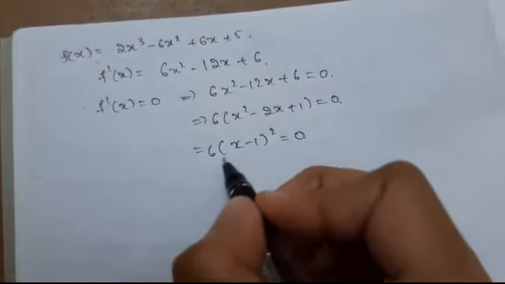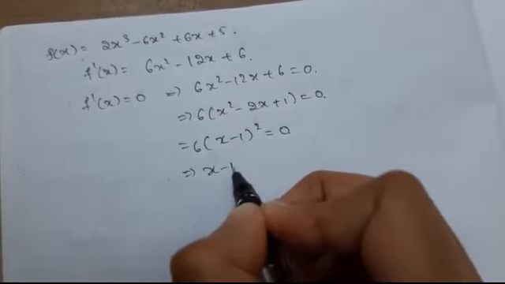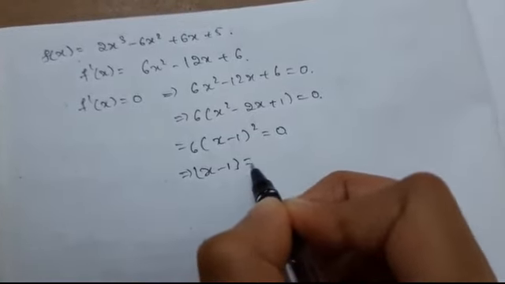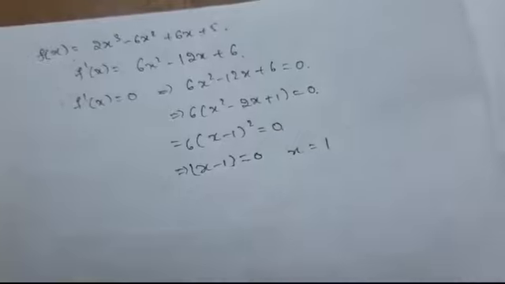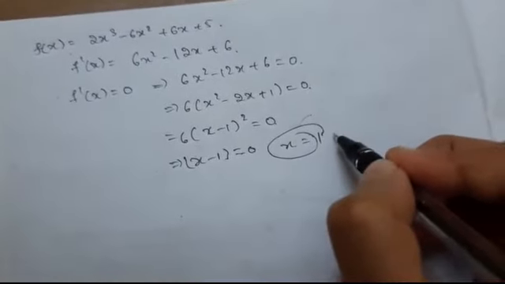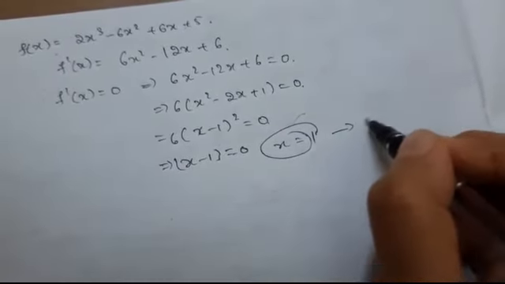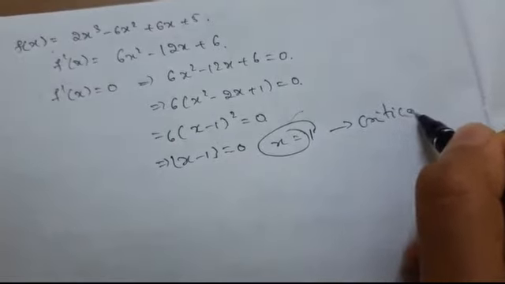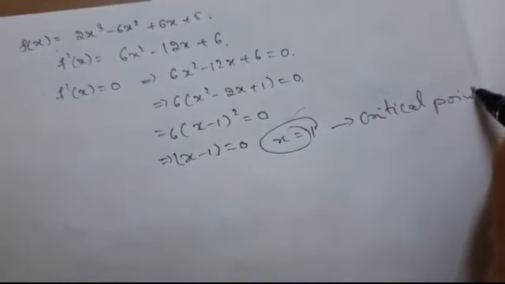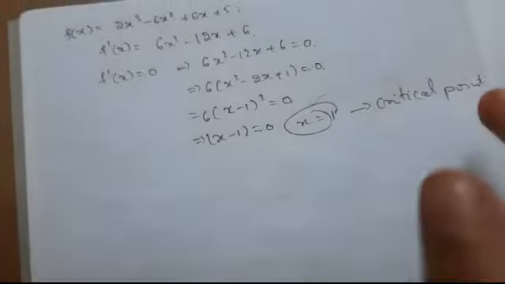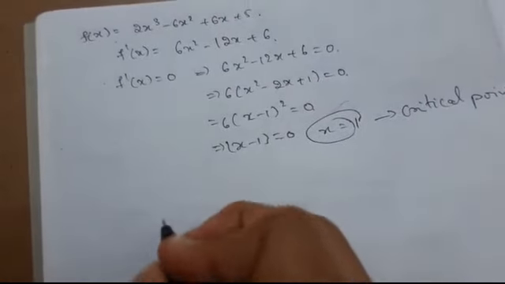So when x minus 1 whole square, or x minus 1, is equal to 0, we are going to get x is equal to 1 as our critical point. This one is our critical point. Now, after getting the critical point, what is our next step?